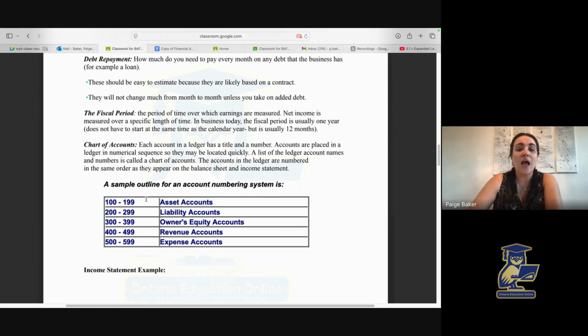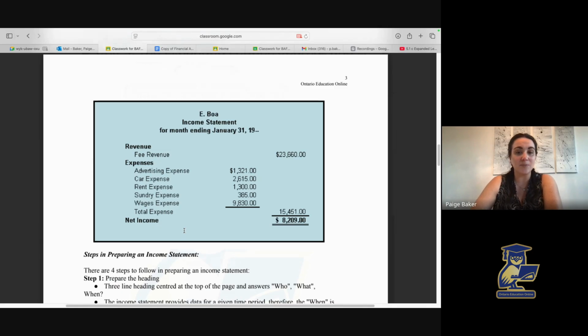So typically, asset accounts could be from 100 to 199. So cash could be 100. An accounts receivable account could be 109, as long as they're labeled and they are all in that range. Liability accounts can be from 200 to 299. Owner's equity accounts could be from 300 to 399. Revenue accounts 400 to 499. Expense accounts 500 to 599. Now, again, we want to make sure that we're following this order, but our numbers can vary depending on the business.